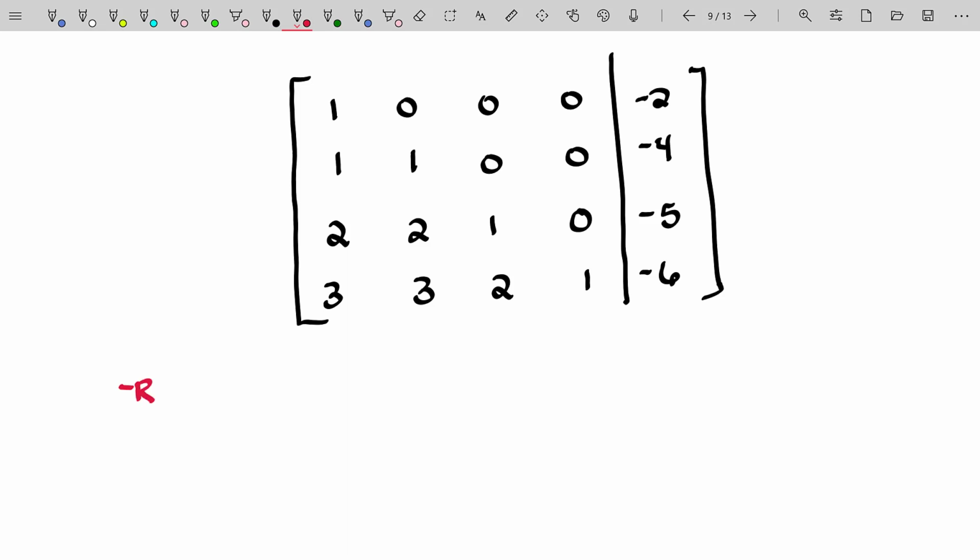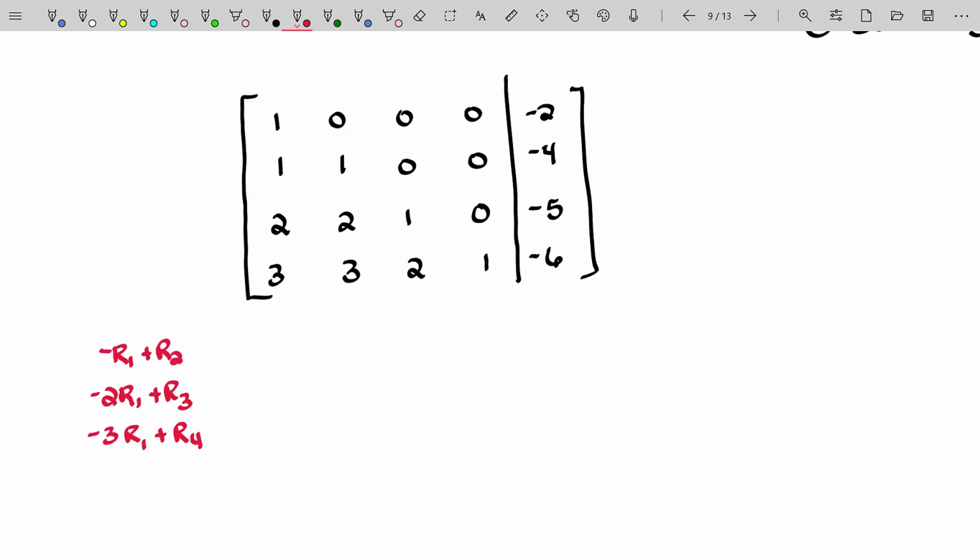I'll take the opposite of row 1, add it to row 2. And I'll take, let's see, -2 row 1, add it to row 3. And finally, -3 row 1, add it to row 4. Now, again, I'll use the squares and the triangles. Triangles for 1 operation, squares for 2.